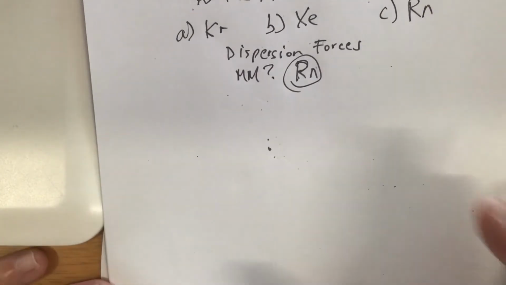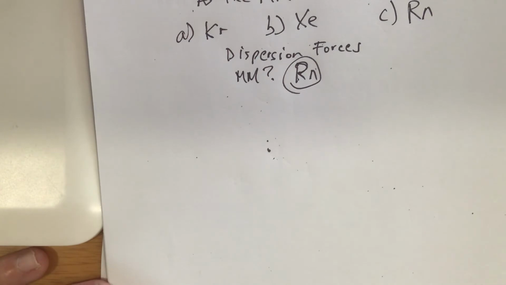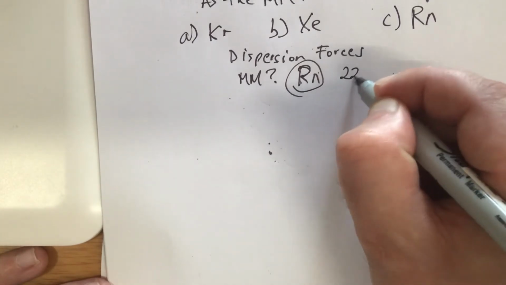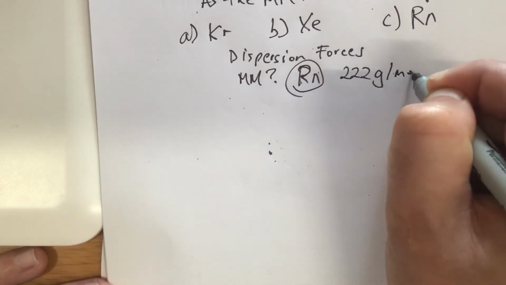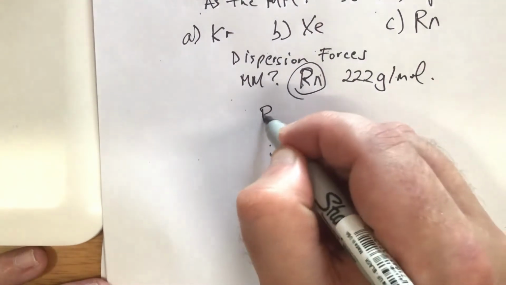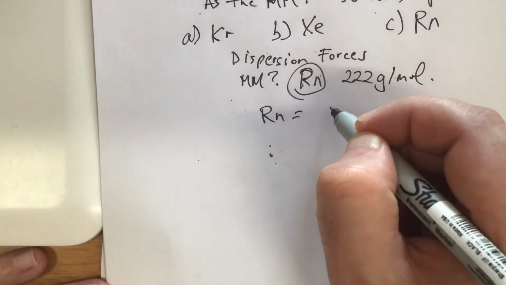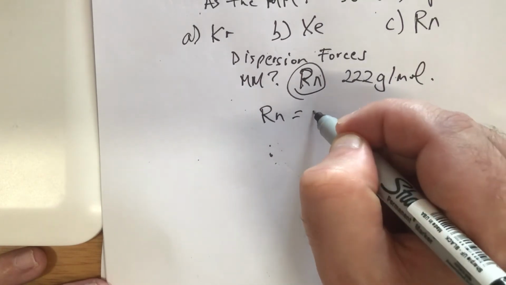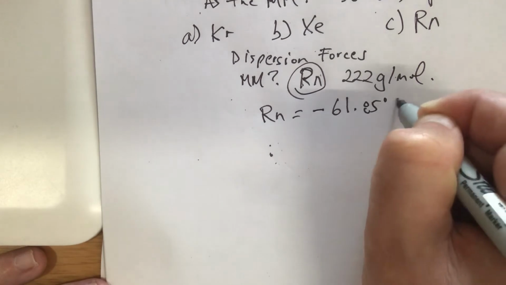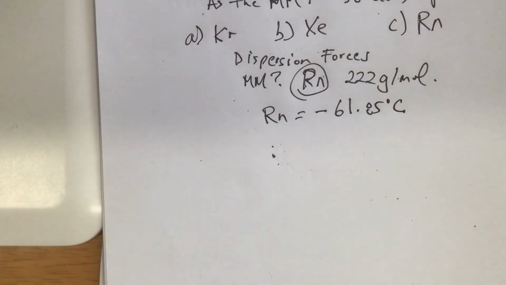And I looked some of these up for us. So Rn compared to everything else has a molecular mass of 222 grams per mole. It's quite big. And as a result, it's still small, but it will boil, meaning that less than 61.85 degrees Celsius, it exists as a liquid. Higher than this, it's going to start boiling off into a gas.